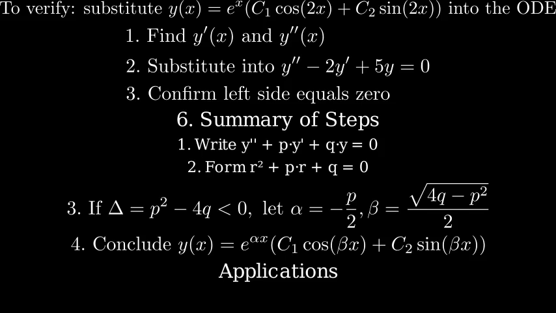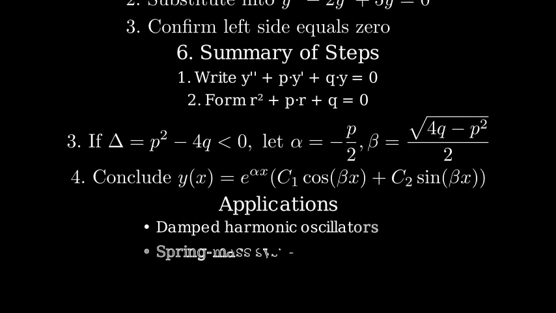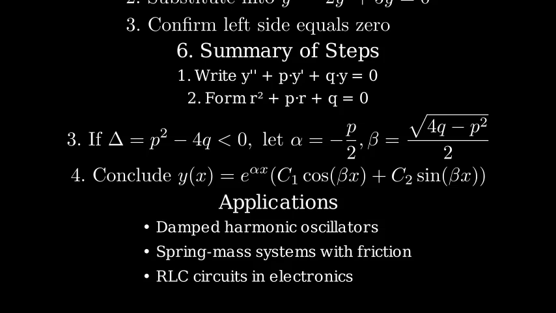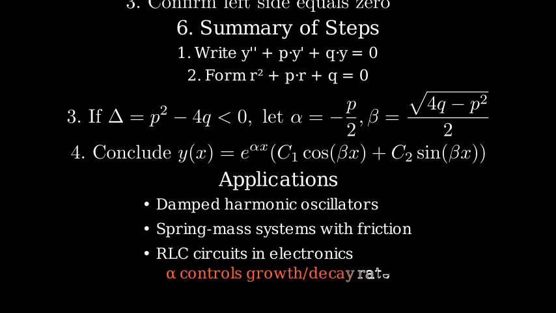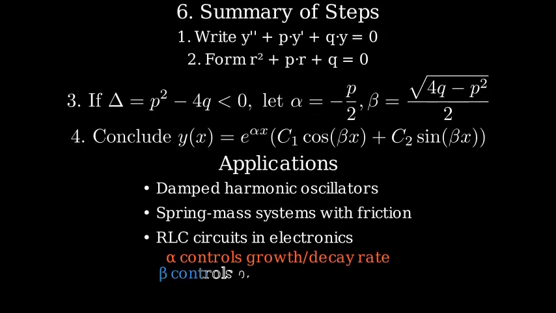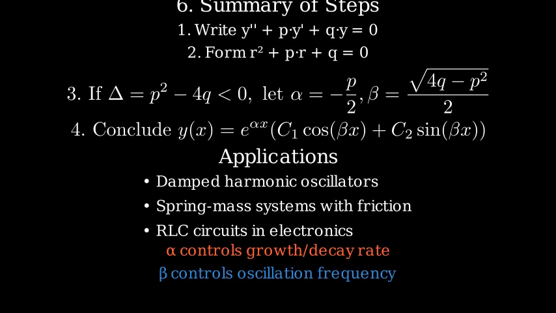This method has numerous applications in physics and engineering. For example, in the study of damped harmonic oscillators, such as a mass on a spring with friction, or in electrical circuits with resistors, inductors, and capacitors. In these physical systems, alpha determines whether the oscillations grow, decay, or maintain constant amplitude over time, and beta determines the frequency of the oscillations.